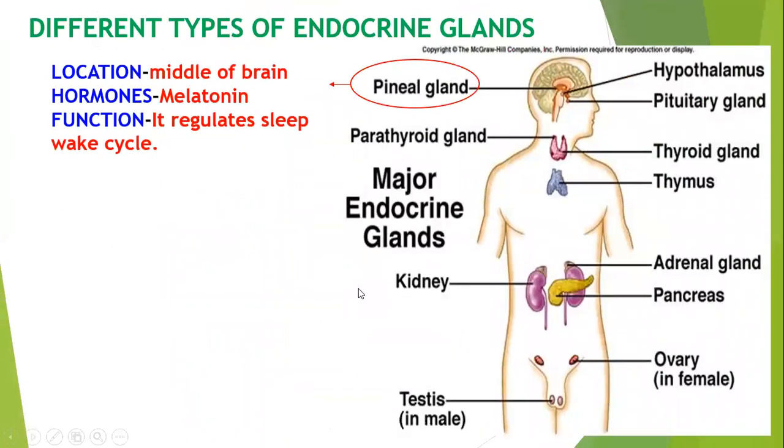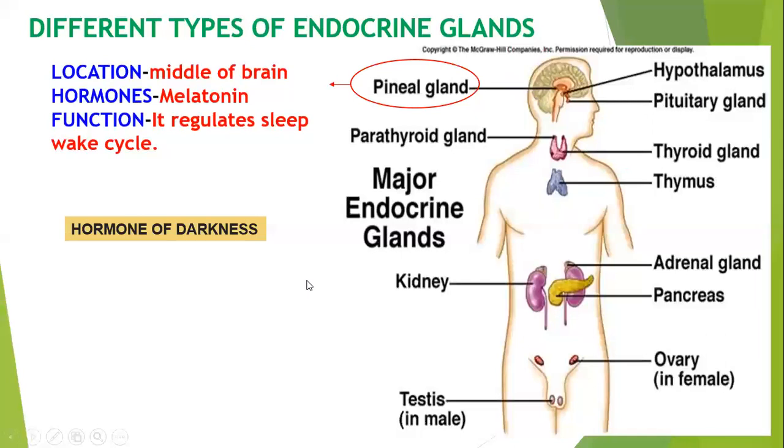Then the next gland is your pineal gland, which is located in the middle of the brain. It secretes the hormone called melatonin, which regulates our sleep and wake cycle.